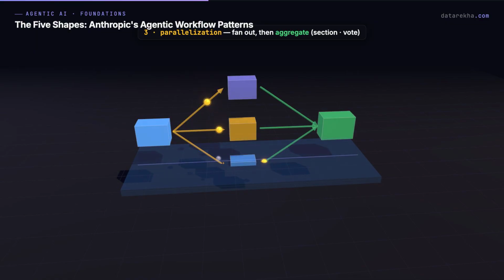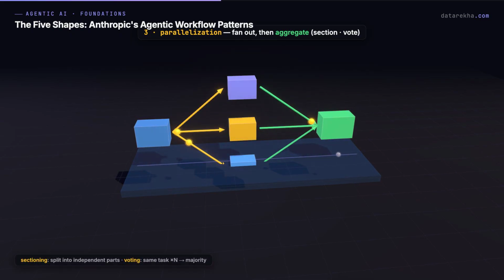Pattern 3, parallelization. Run multiple calls at once and aggregate. 2 flavors here. Sectioning splits a task into independent paths. One model writes the body while another generates citations. Voting runs the same task many times and combines, like majority vote for higher confidence.